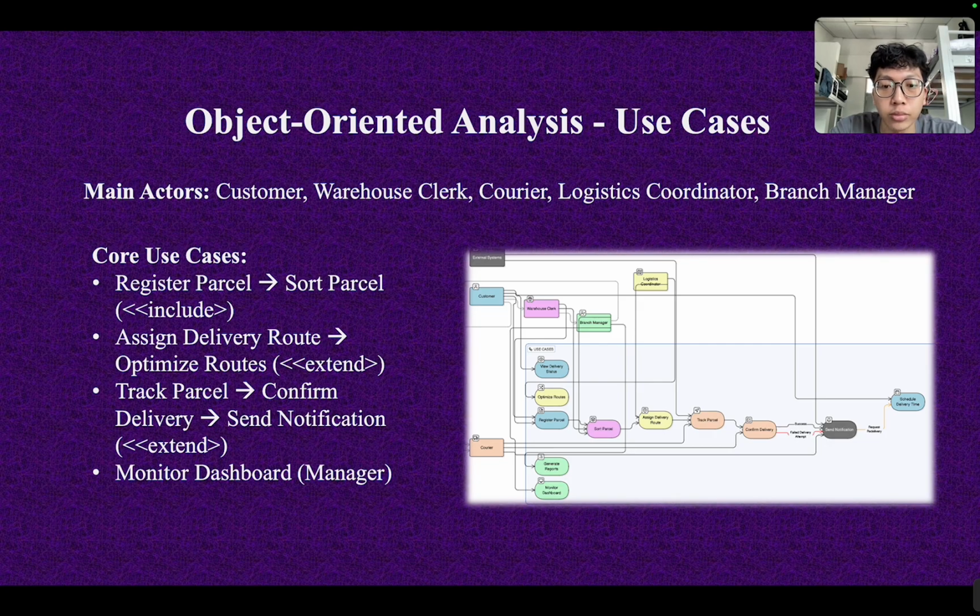Delivery update. Once a courier confirms a delivery, the system can extend to send a notification to the customer. These diagrams show how everyone stays connected. The manager can monitor everything via a dashboard, while the system handles the heavy lifting of data journey and route planning. This analysis forms the base for our system design. I will now pass it over to my teammate to explain the rest of our slides.